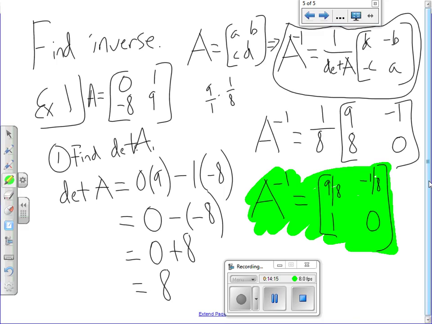and the reason for that is because eventually you're going to be using the inverse to solve matrix equations. It's going to be better to push that 1/8 through, or whatever number is on the outside, rather than leave it on the outside. So I'm trying to get you accustomed to that right now.